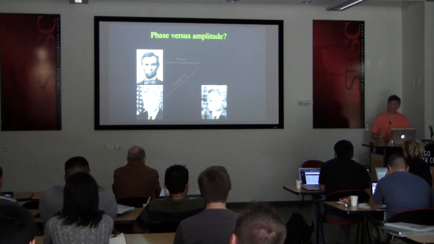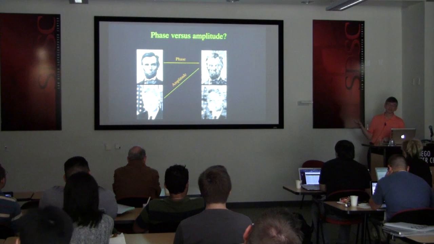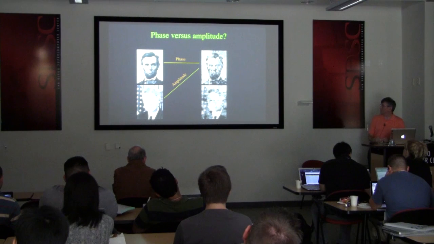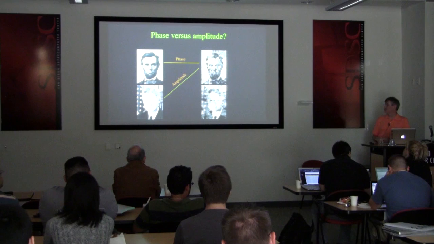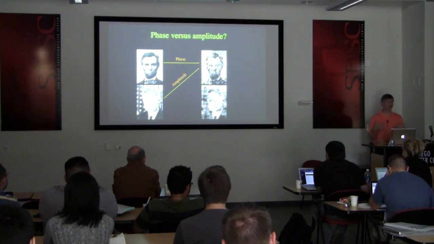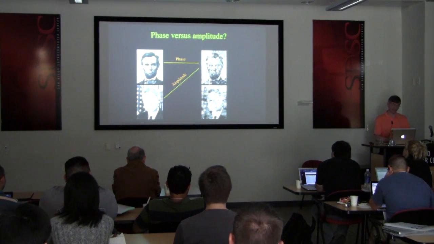If you do the things the other way, if you use the phase of Lincoln and the amplitude of Clinton, again, what you clearly see is the phase of Lincoln. So this phase information is really important. In fact, there's a whole area of image processing called phase retrieval, where you make measurements of the Fourier amplitude of things, and you're trying to recover the phase information. It's actually possible to do that if you have sufficient constraints, and there are a lot of interesting applications of that.